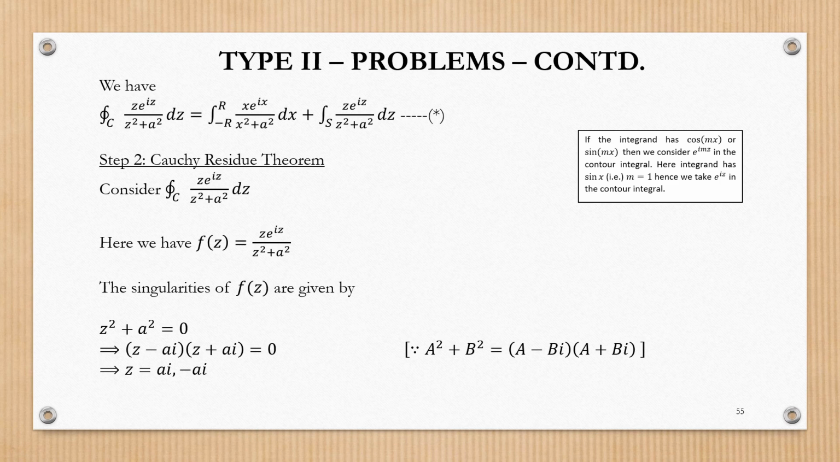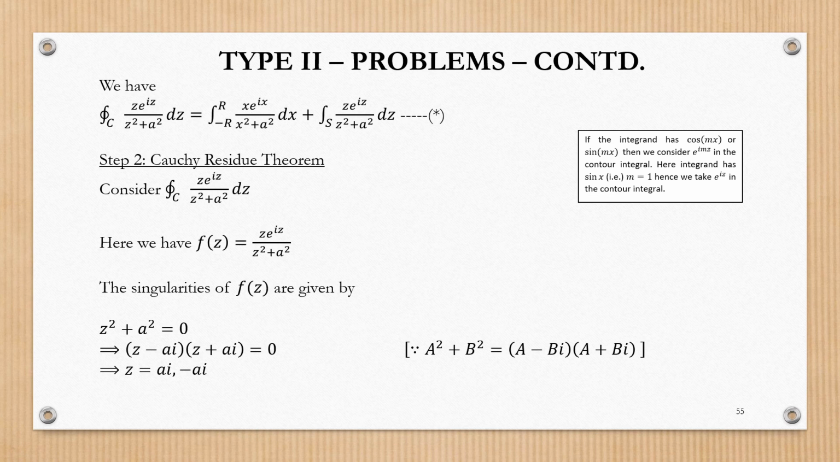We write equation star. Again, observe that the integrand here has sin x. If it is sin x, then we write e power iz on the contour integral. And that is why we find e power iz occurring in the equation star. Evaluate the left hand side of equation star using Cauchy residue theorem.